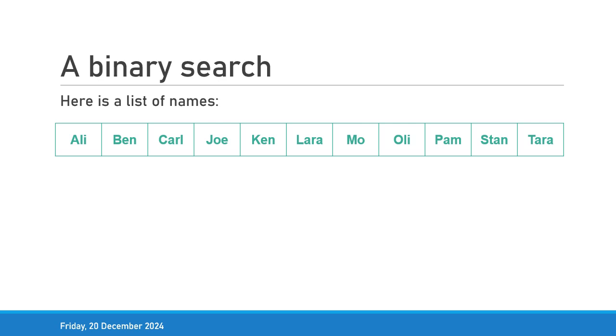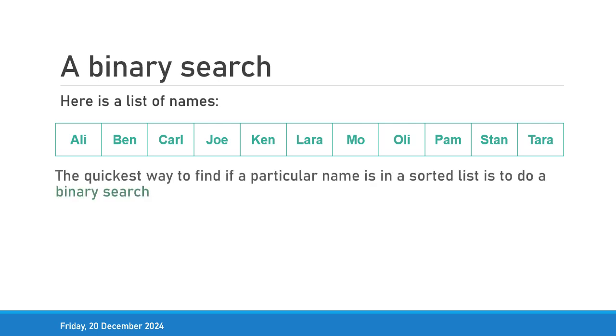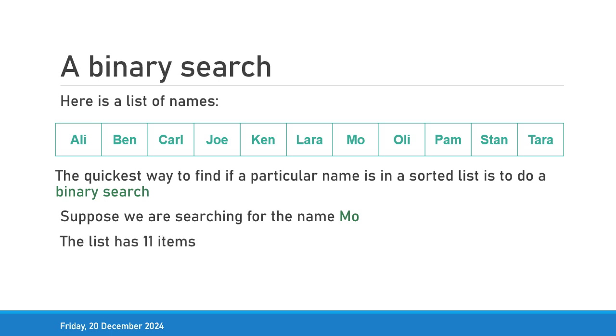Now, a binary search is where we get a list of items. It doesn't matter whether they're numbers, dates, or like in this occasion, names, but they've got to be in order, right? They've got to be in alphabetical order for it to ever work. The quickest way we can find a particular name in a sorted list is to perform a binary search. Let's say that we're searching for the name Mo in this list. The list has 11 items, and the first thing we need to do is find the middle one first.